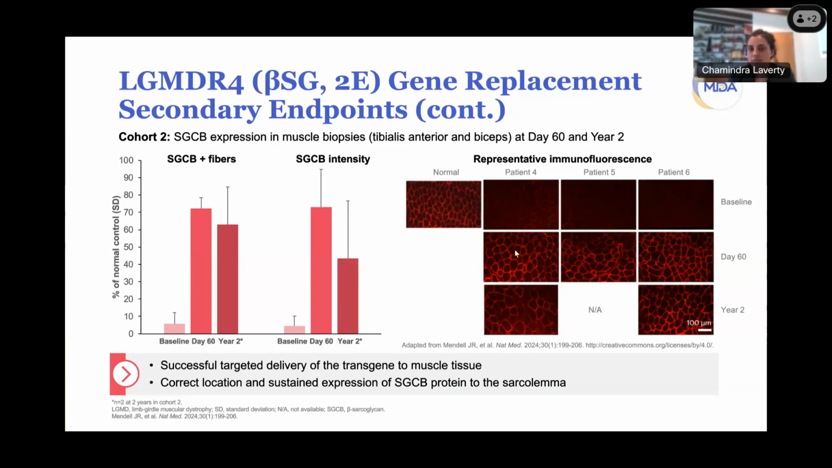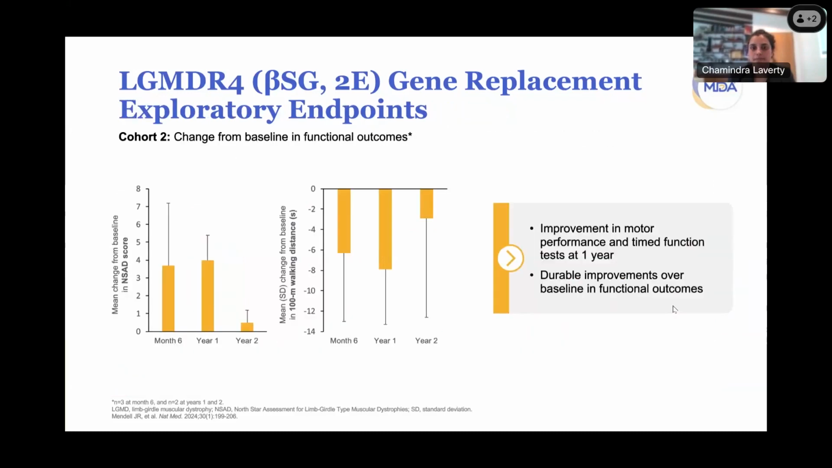You can see that the edges of the muscle cell are nicely lit up with the dark red stain, which is staining for beta sarcoglycan, which wasn't present at baseline. And it remains positive at 2 years, speaking again to durability.